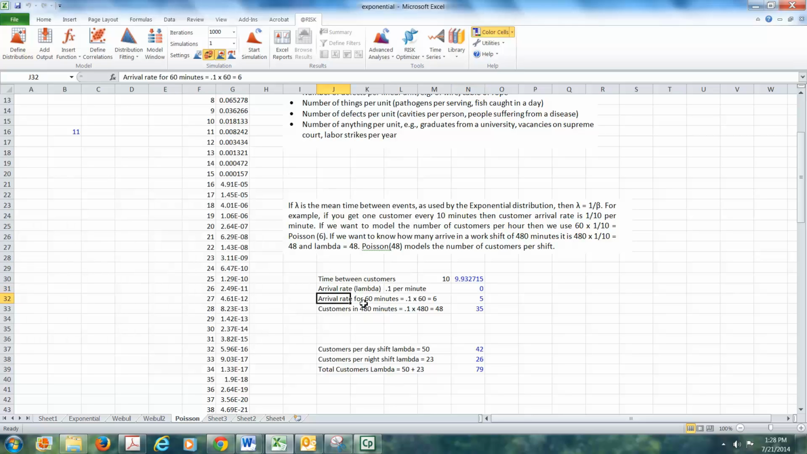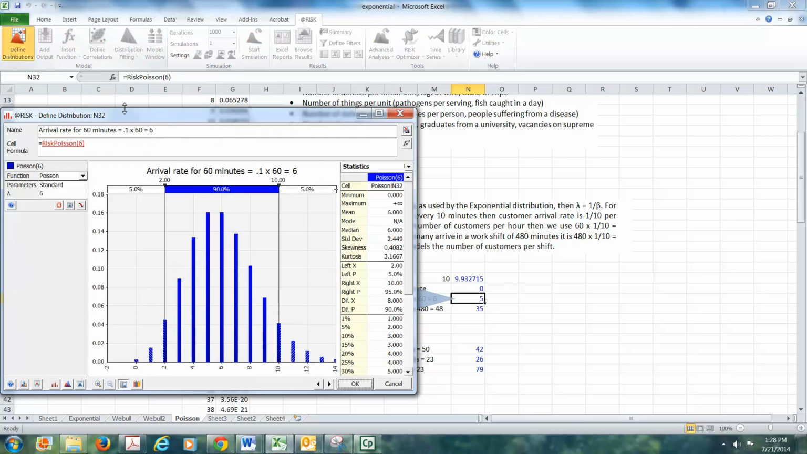If we were interested in the arrival rate for 60 minutes, this is 60 times 0.1, or 6. And here is the distribution that would give us the arrival rate for 60 minutes. We have a lambda of 6, and you can see now how many customers you might expect in 60 minutes.